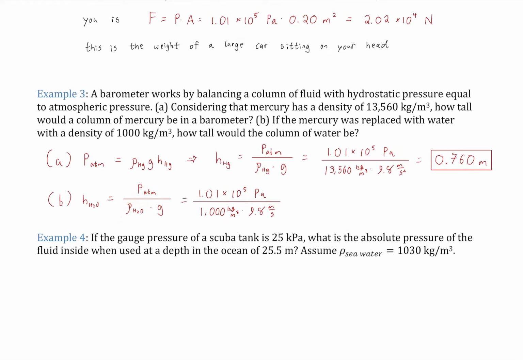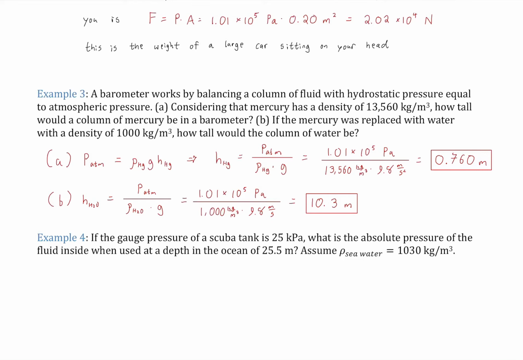So we'd replace the 13,560 with a value of 1,000 kilograms per cubic meter. So obviously, it's going to be a much taller column of water, right? We're going to get a much larger h because we're dividing by a smaller number. And indeed we get a height of 10.3 meters. That's why you don't see a lot of water barometers, because they'd have to be over 30 feet tall. They wouldn't really fit in many places.